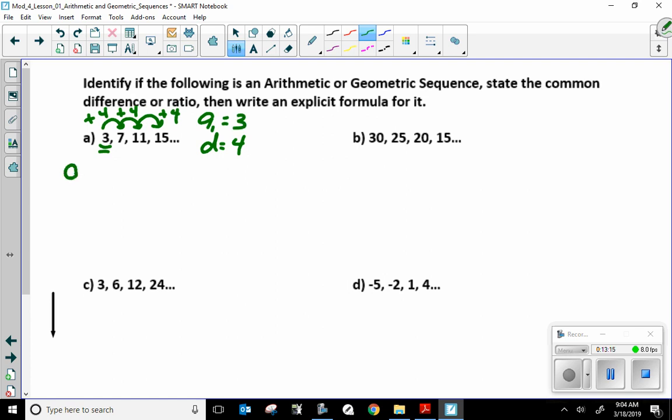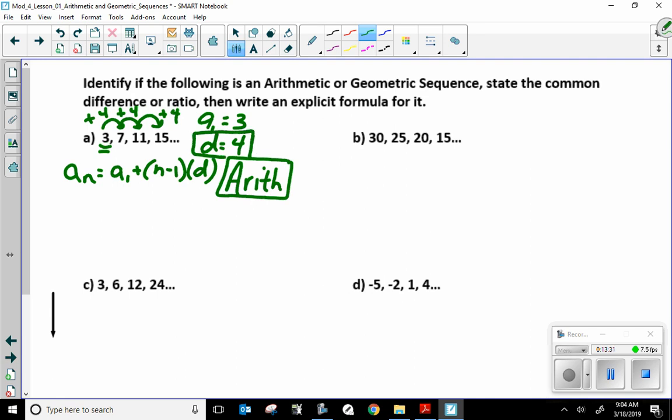Okay, I'm going to rewrite this. It's a sub 1 plus n minus 1 times my common difference. Well, first of all, I'm going to say arithmetic. I'm going to answer the question. It is arithmetic. My common difference is 4. They asked me to decide, is it arithmetic or geometric? And I did. They want to state the common difference or ratio, and I did. Now I'm coming out with a formula, okay?